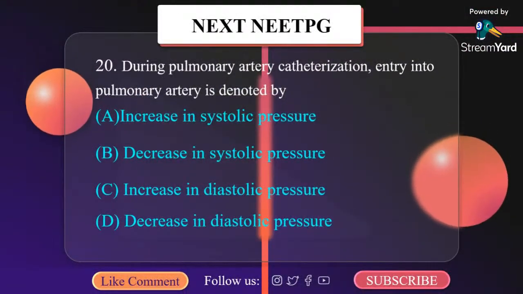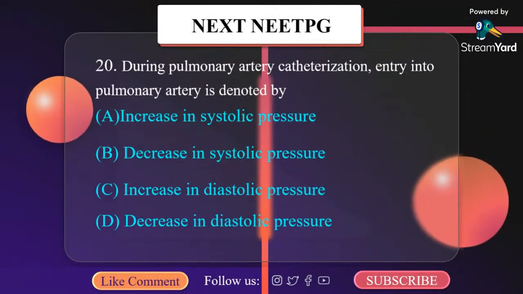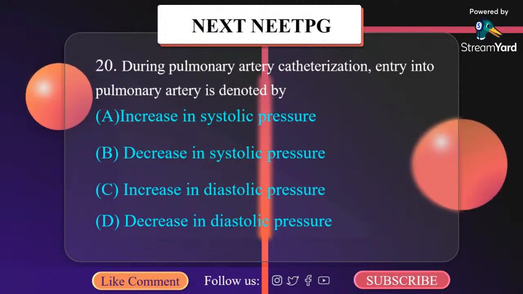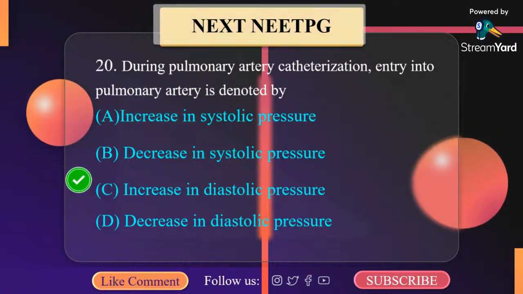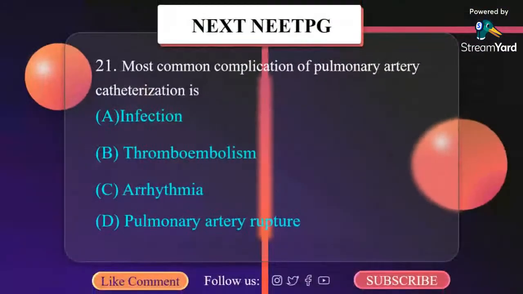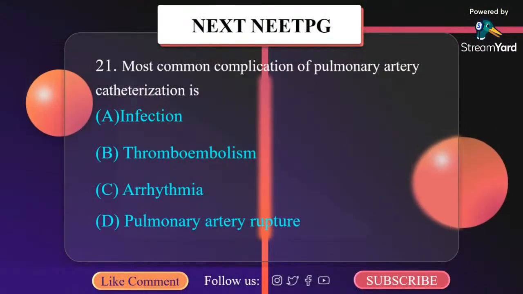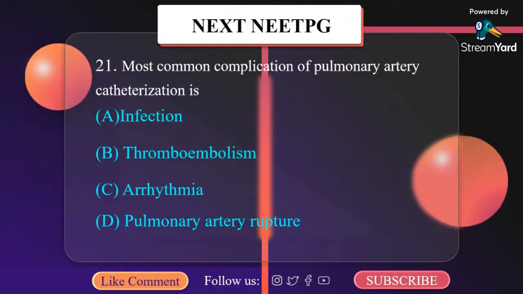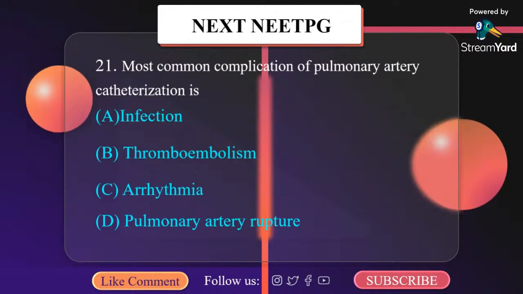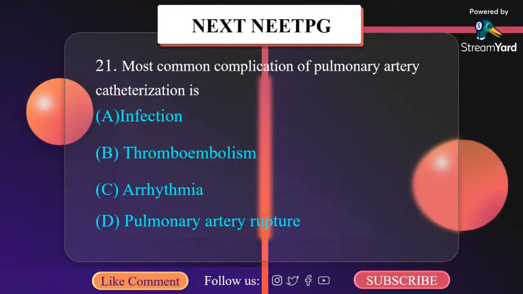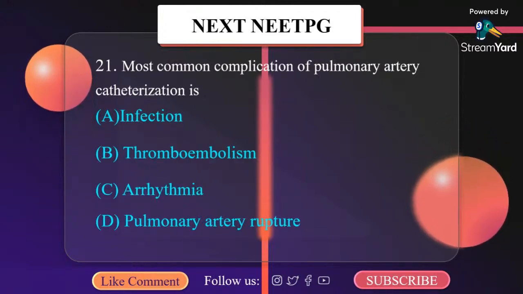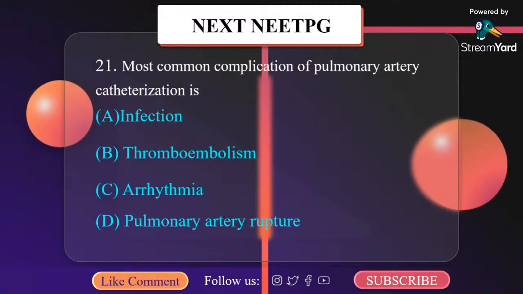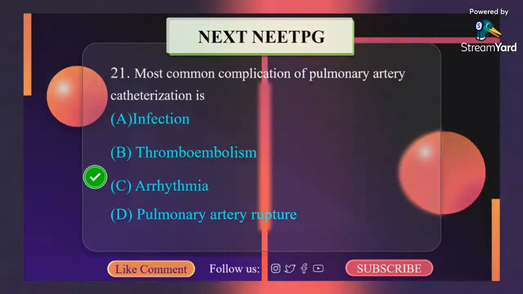During pulmonary artery catheterization, entry into pulmonary artery is denoted by: A. Increase in systolic pressure, B. Decrease in systolic pressure, C. Increase in diastolic pressure, D. Decrease in diastolic pressure. It is increase in diastolic pressure. Most common complication of pulmonary artery catheterization is: infection, thromboembolism, arrhythmia, pulmonary artery rupture. The most common complication is the arrhythmias, and these are usually self-limiting. Since the occurrence of these arrhythmias is so common, it is considered an indicator of placement of catheter. So the correct option here is C, arrhythmia.